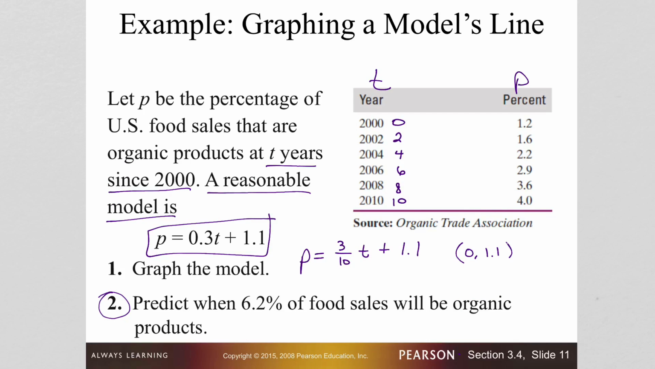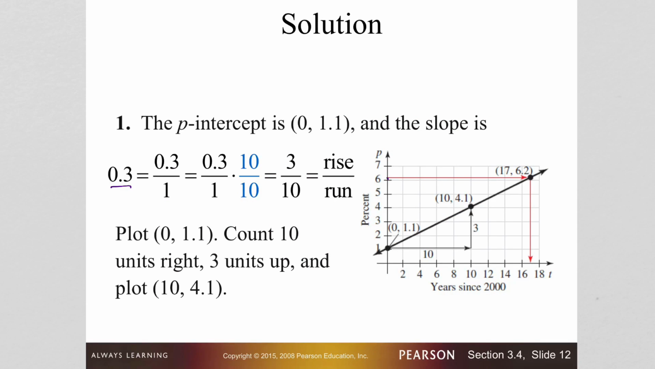The second question says, predict when 6.2% of food sales will be organic products. So we're going to go to this graph, and I'm going to go up here a little bit above 6, about 6.2, and go over to where that meets the line. It meets it right here. So we go down and take a look at what year goes with that. Well, year 17 goes with that. So that's 17 years since 2000. This is saying that in 2017, they predict that 6.2% of food sales will be organic.